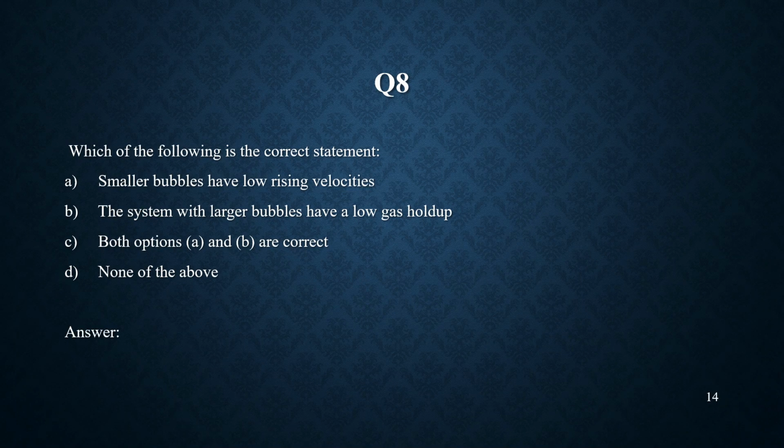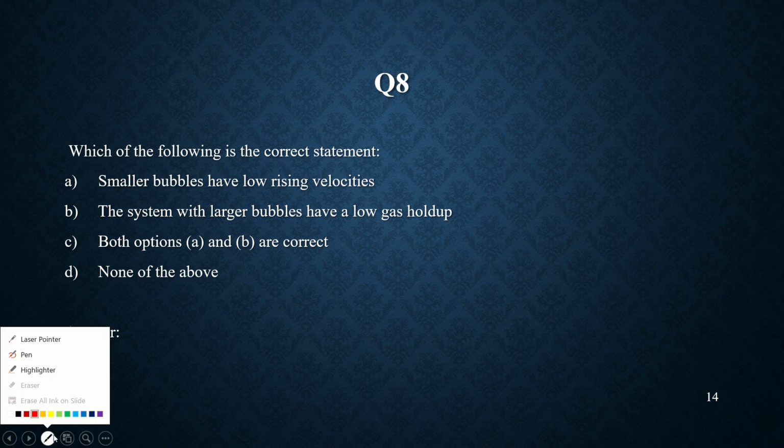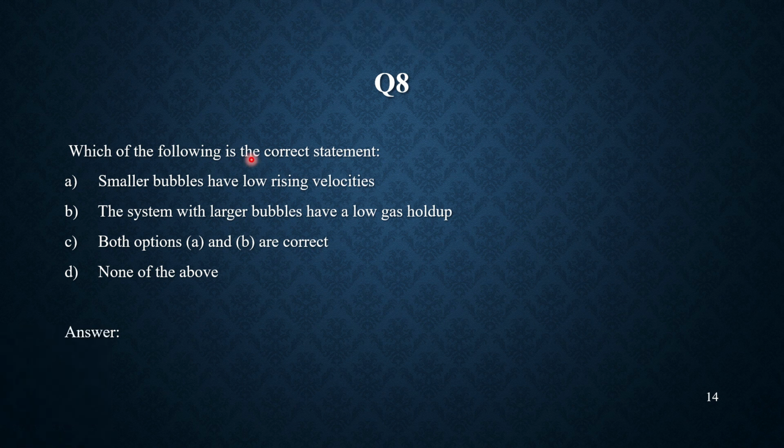So actually, if you are thinking which of the following statements is right: smaller bubbles have low rising velocity. That is true. And systems with smaller bubbles have low rising velocity, and also they have more gas holdup. As the bubble diameter decreases, the gas holdup is more. So the vice versa is again true. As the bubble diameter is large, the gas holdup is low.